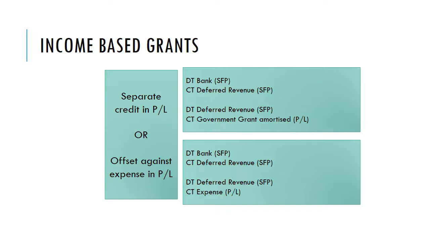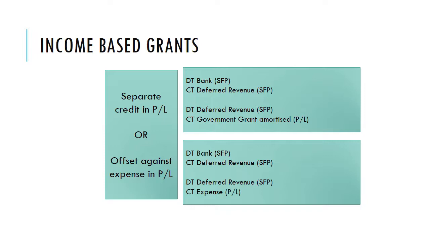Okay, so how are these two different? Under the first one, you receive the grant, you debit bank and you credit deferred revenue. Very important, remember, this is an SFP item. Then, when you amortize your deferred revenue, SFP, to profit and loss, you decrease the deferred revenue and you credit government grant amortized in profit and loss. So now you have a separate income in profit and loss.